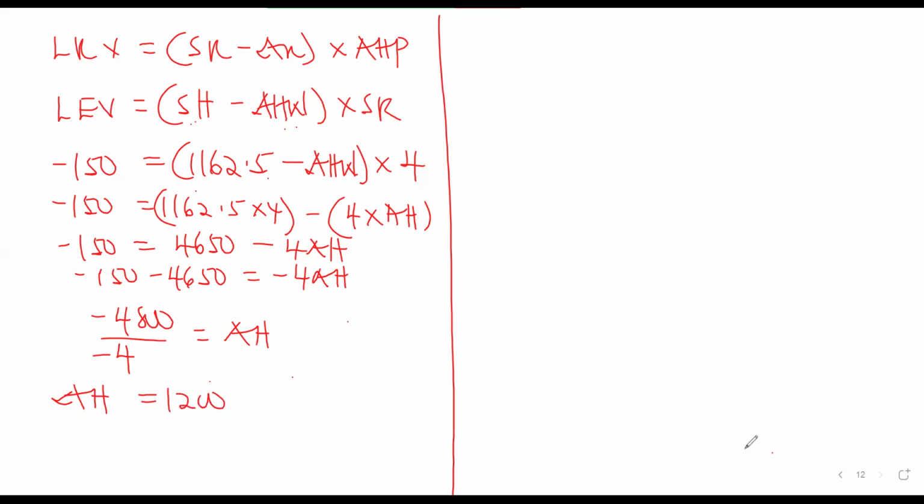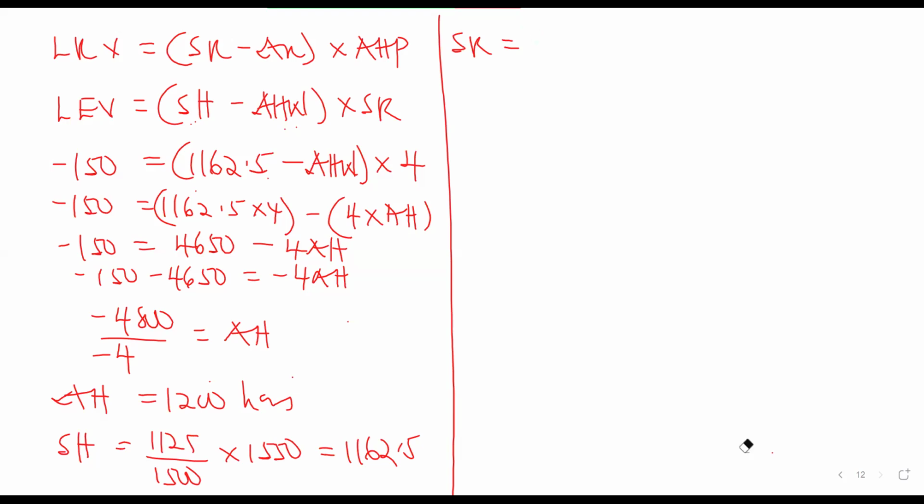1,200 hours. So we can now show the workings for the standard hours. 1125 divided by 1,500 multiplied by 1,550 is equal to 1162.5. Our standard rate will now be equal to 4,500 divided by 1125. That will give us 4.